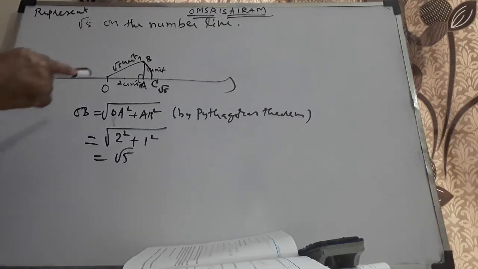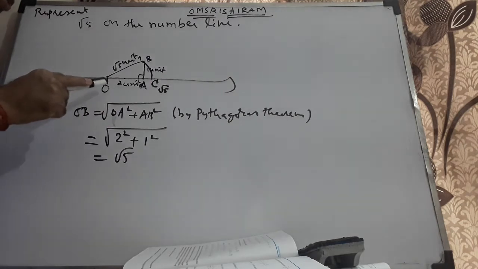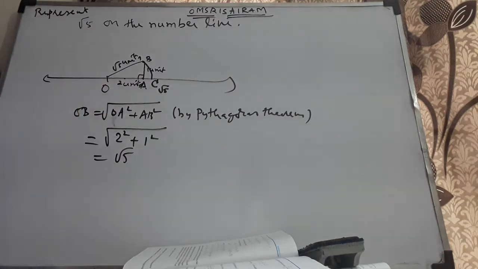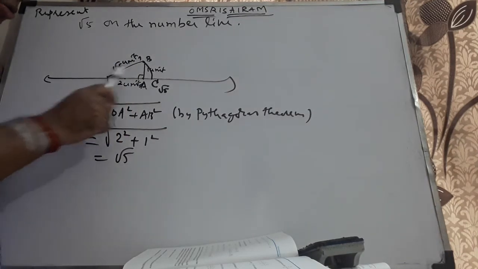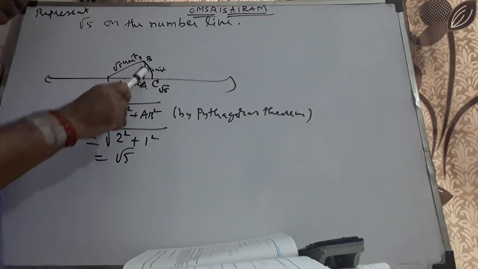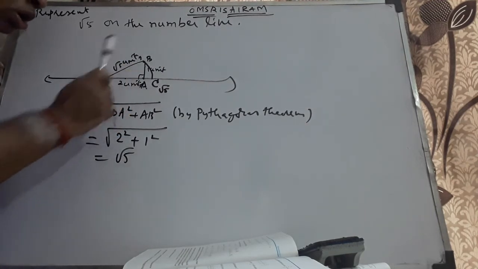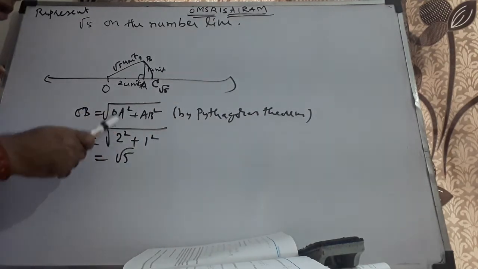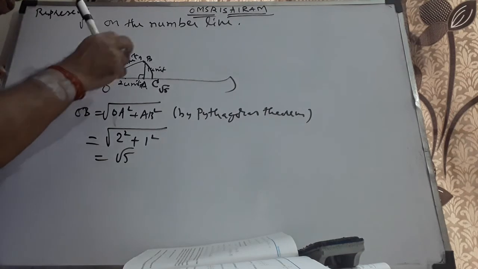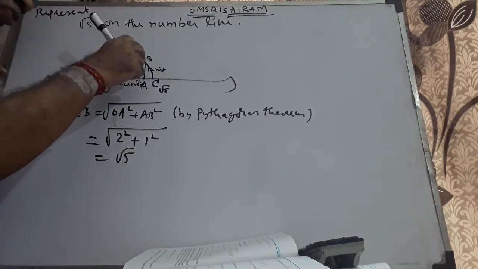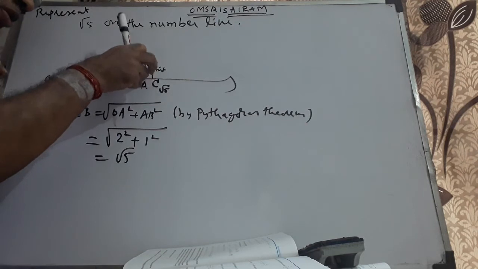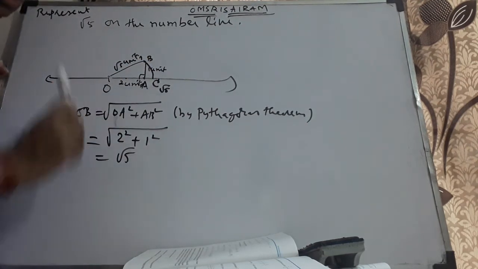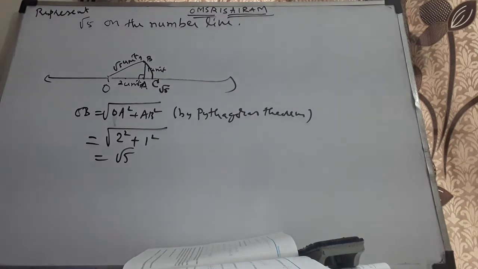Now I'll mark point A to the right of O such that OA is equal to 2 units. If you measure in terms of centimeters, mark it as 2 centimeters. Draw AB perpendicular to this real line, such that AB is equal to 1 unit. Now draw OB. Now OB is root of OA square plus AB square by Pythagoras theorem. That is root of 2 square plus 1 square, which is reduced to root 5. This length is root 5. With O as center and OB as radius, draw an arc which meets the real line at C. Now C represents root 5 on the number line.